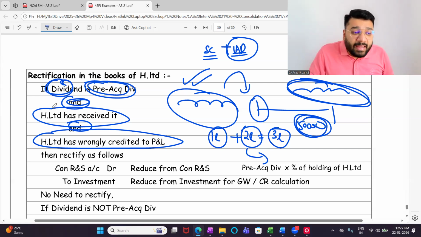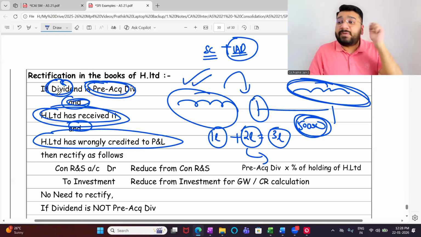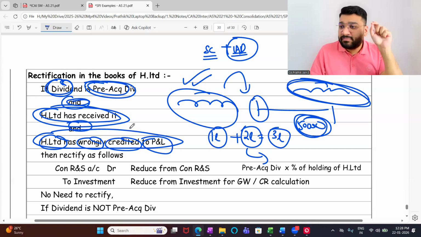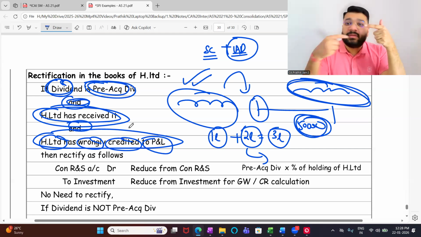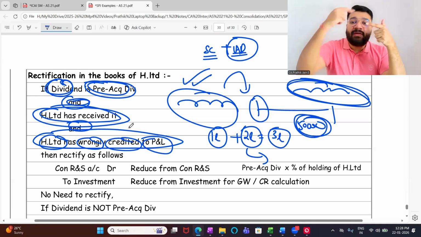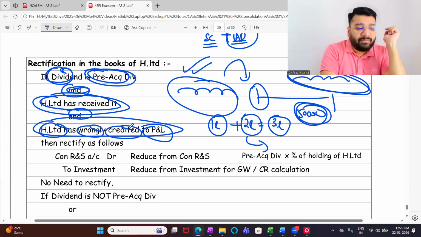Who has received it? H Limited has received it. And why did H Limited record this? They have wrongly credited it in P&L. So when all these three conditions are satisfied, you have to pass one rectification entry in the books of H Limited. What is the rectification entry? When the dividend was received, you passed the entry bank to dividend income, which is P&L, which is wrong. To reverse the P&L, I give a debit to P&L. So P&L account debit to investment. This is the rectification entry.